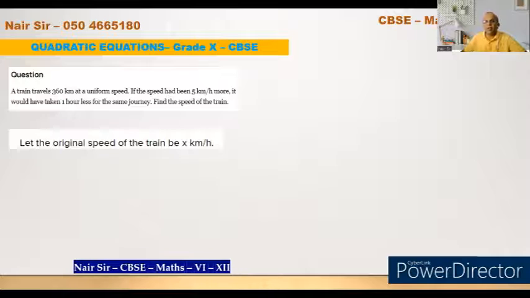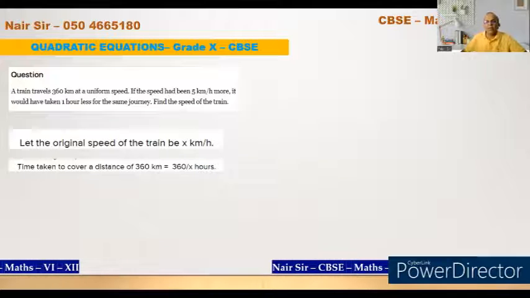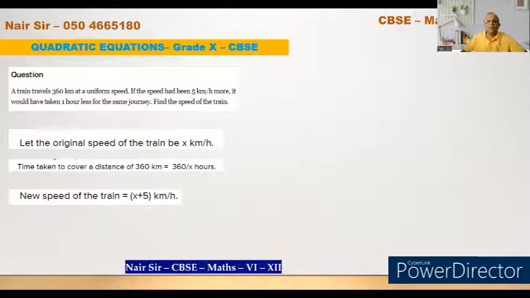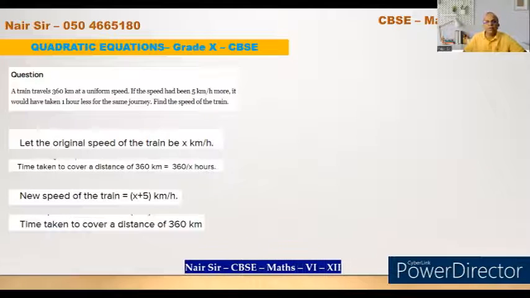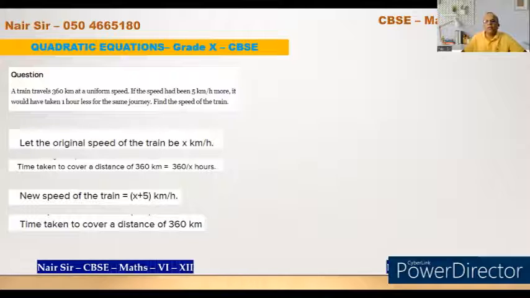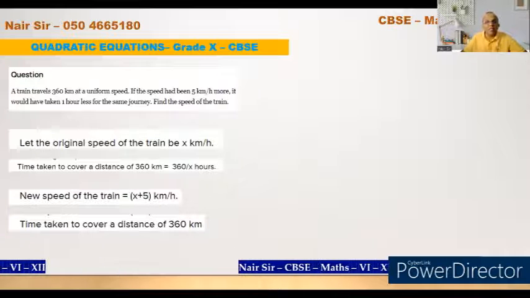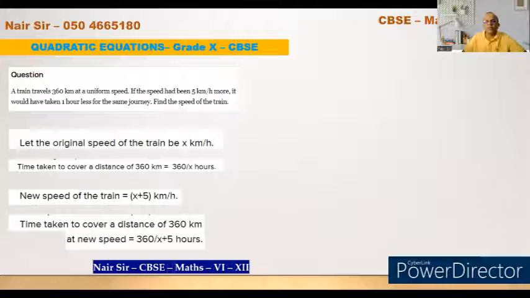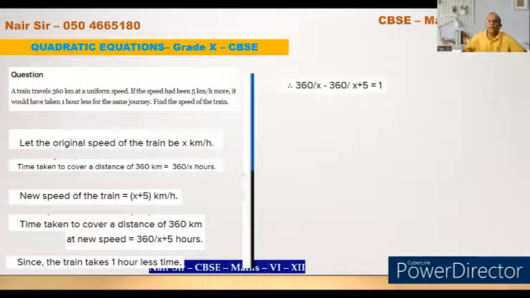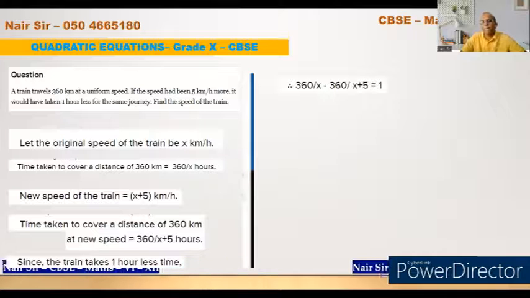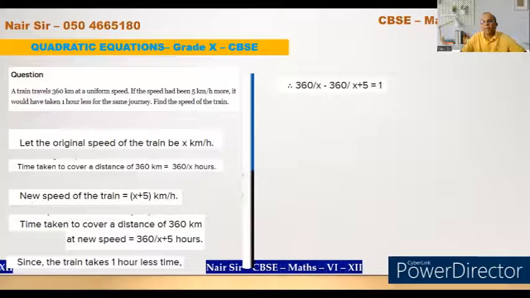Let the original speed be x. New speed, it is covering the same distance. That is very, very important. Got it?